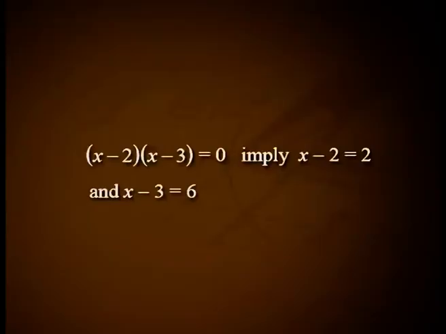Using 2 into 6 equal to 0, we can say that (x minus 2) into (x minus 3) equal to 0 implies x minus 2 equal to 2 and x minus 3 equal to 6. So, 4 and 9 are also solutions of the equation. Using 6 into 2 equal to 0, we have x minus 2 equal to 6 and x minus 3 equal to 2, and so x equal to 8 and x equal to 5.